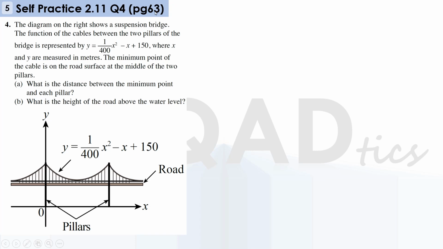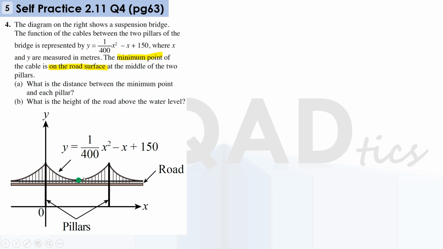Fifth question taken from textbook page 63. So here we have a suspension bridge, and for the cables we are given the function, which is this one, and it says that x and y are measured in meters. So let's take note. And then it says that the minimum point is on the road surface.